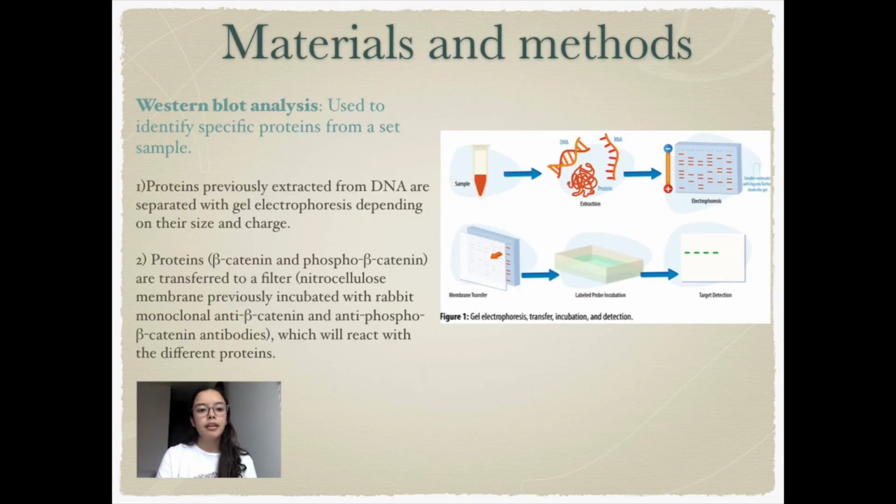The next thing they did was the Western blot analysis, which is used to identify specific proteins from a sample. The first thing you do is extract your proteins and separate them based on their size and charge with electrophoresis. The proteins in this study were beta-catenin and phosphobeta-catenin, which they transferred to a filter, in this case the nitrocellulose membrane, which they had previously incubated with the antibodies that I mentioned. So depending on the reaction between the proteins and the antibodies, you will know how much of the protein you have.